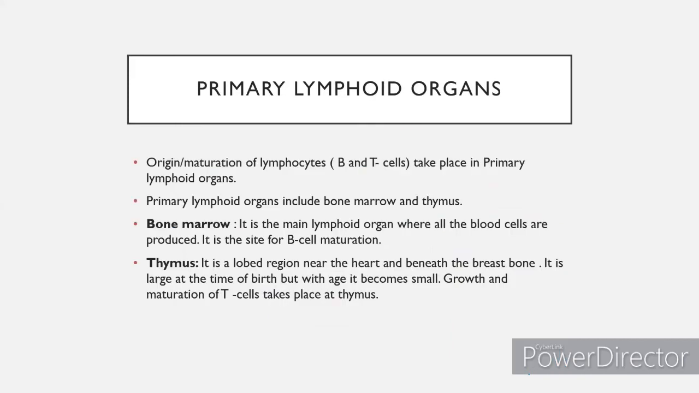Primary lymphoid organs: we have bone marrow and thymus. The origin and maturation of lymphocytes, or B and T cells, take place in the primary lymphoid organs, which include the bone marrow and thymus. Bone marrow is where B cells originate and mature. The thymus is located near the heart, and it is large at the time of birth, but with age it becomes very small. Growth and maturation of T cells take place in the thymus. So T cells, thymus; B cells, bone marrow. B for B cells, T for T cells.